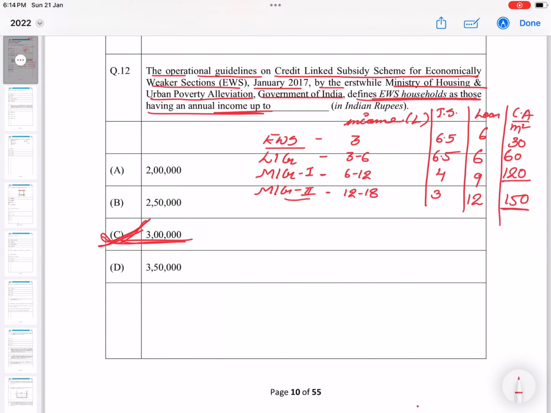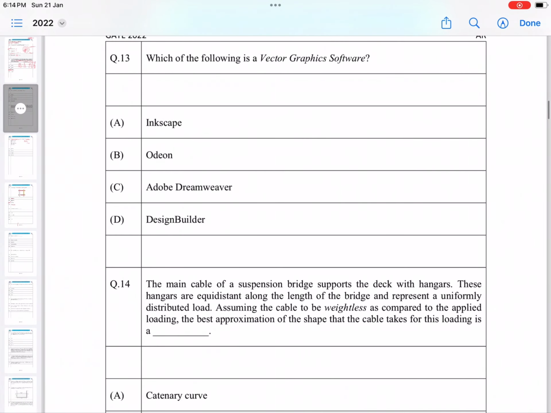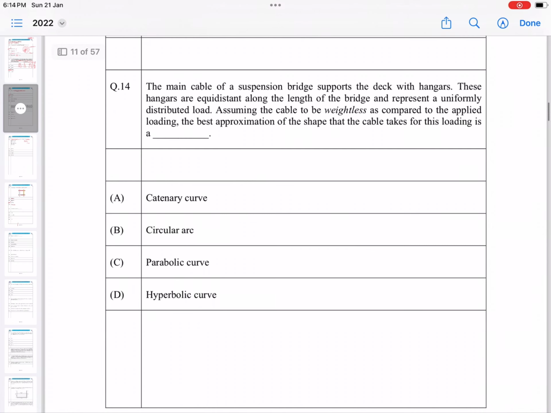So the answer here is EWS, 3 lakh is the income, and I hope you will remember all of these as well which I have shared here. Now moving on to question number 13: which of the following is a vector graphic software? So nothing is here to explain, the answer is Inkscape, okay. This is the software which is used for vector graphics.